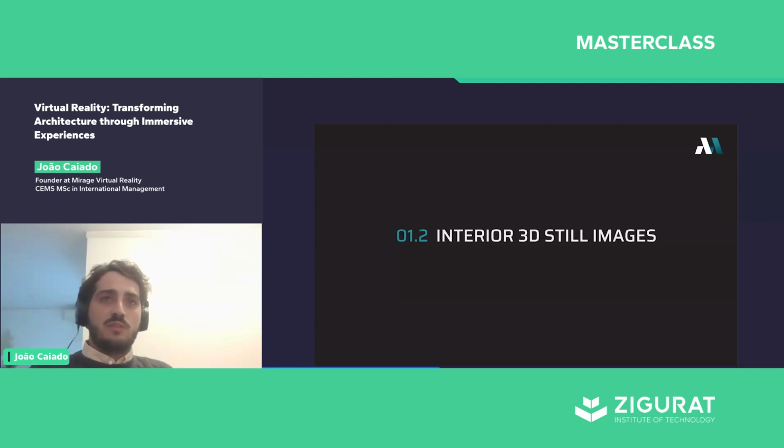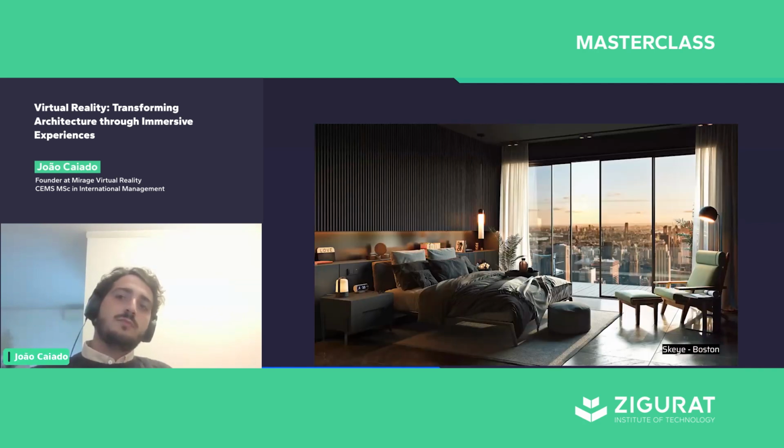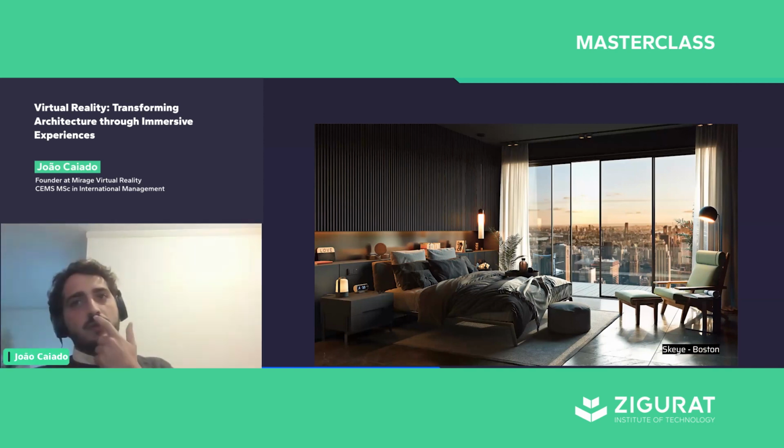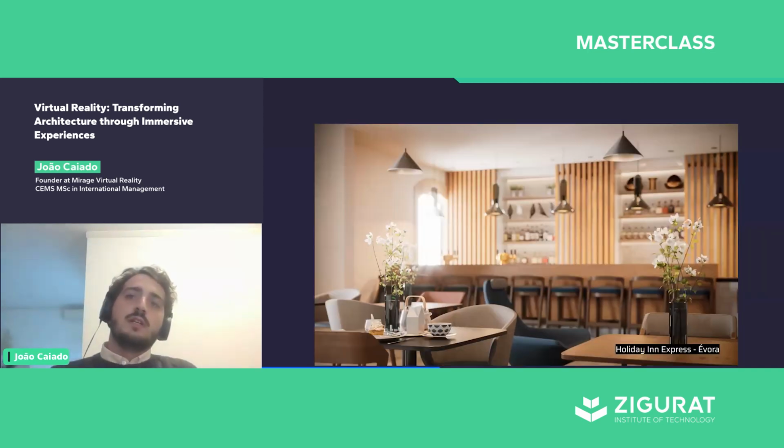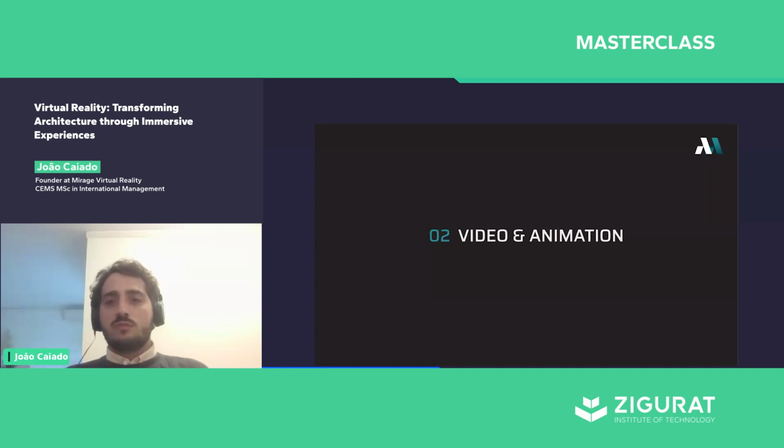Now we're going to the interior 3D still images. This is a skyscraper in Boston, the same that you saw on the first slide. Then here it's a university in Oeiras, also in Portugal. Here's a Holiday Inn Express, the inside of a Holiday Inn Express. Now we can go into video animation.